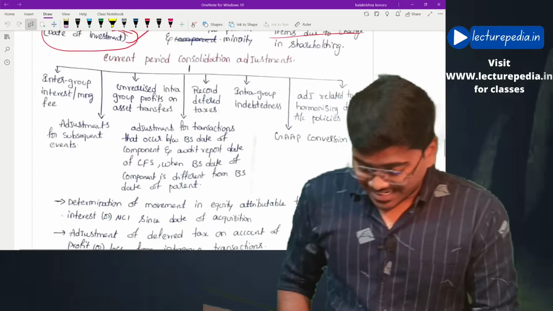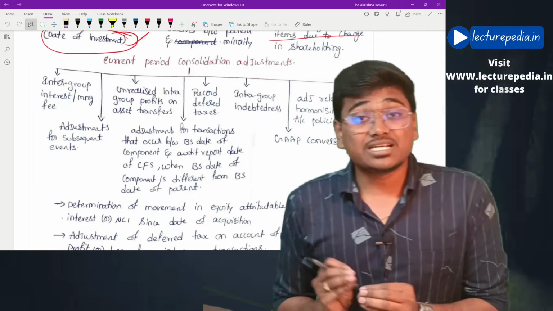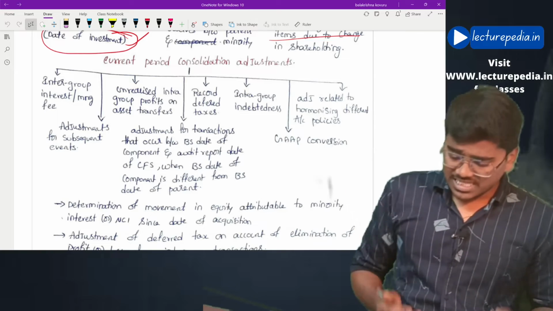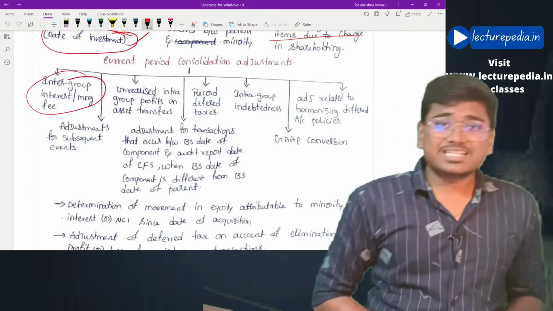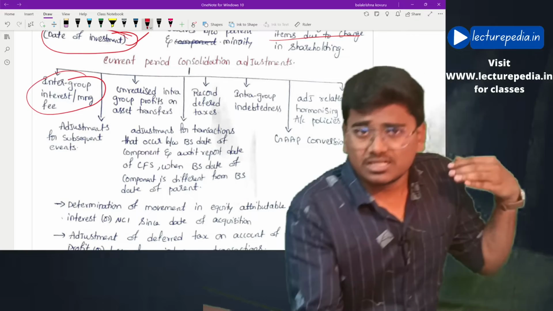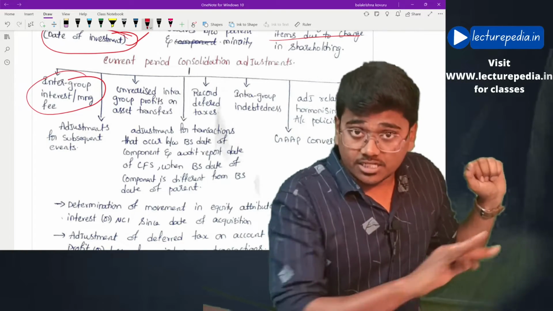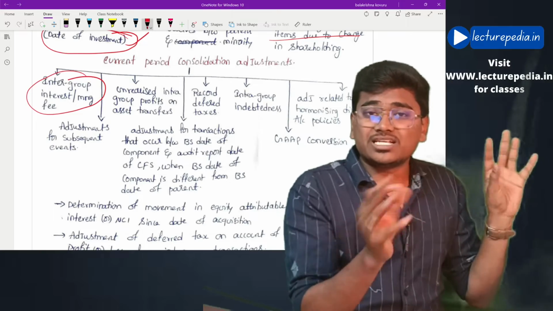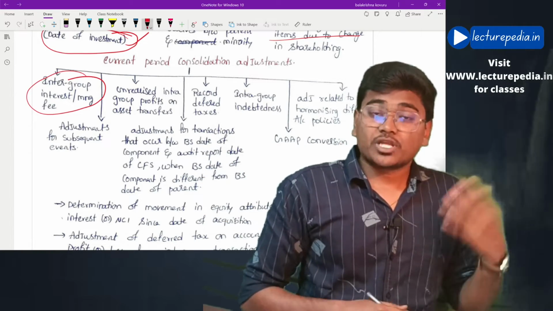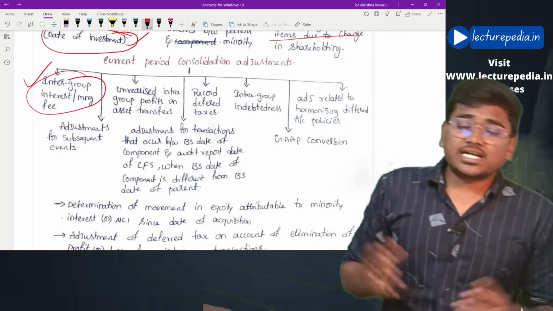Coming to the current period consolidation adjustment. These are adjustments that are done during the current accounting period. Now what are the examples? First one, intergroup interest or management fee received. Let's say the holding company paid interest to the subsidiary. For the holding company it is an expense, for the subsidiary it is income. Now when you club these two, there is no need to show this income and expenditure separately, so you will adjust that, you will set it off. So this is one of the examples of current period consolidation adjustment.